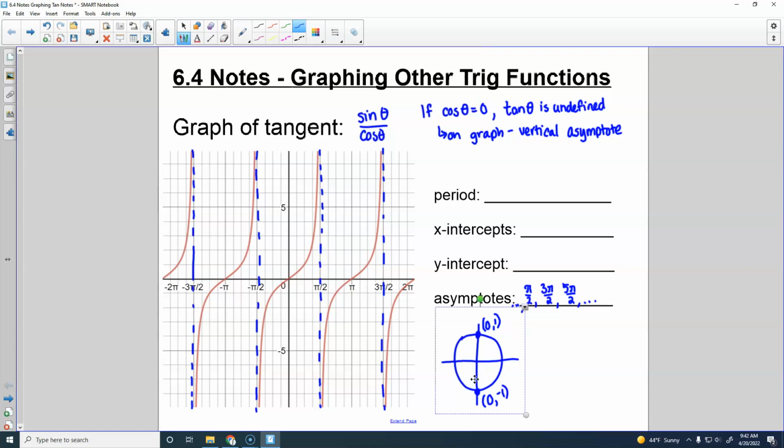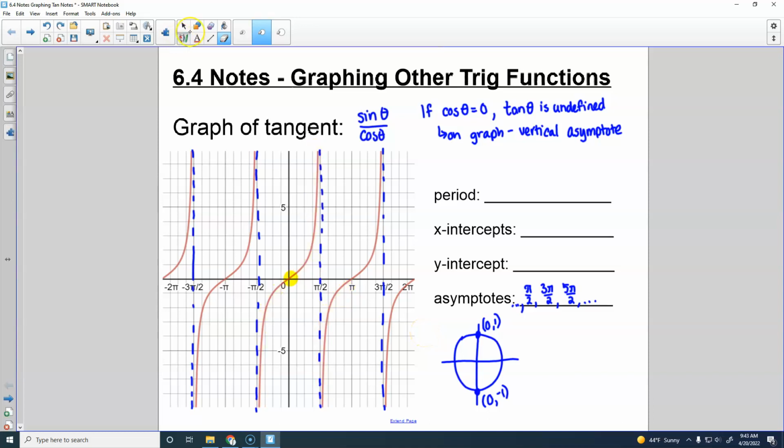What is the period for tangent? How long does it have to go before it repeats itself? Just pi for this one. Because if we start right here at 0, we got this piece of the graph, we got asymptote, then we got this negative piece of the graph, and then it just starts doing the same thing over again, right? Or we could think of like from here to here, from negative pi over 2 to positive pi over 2, that is just pi there.